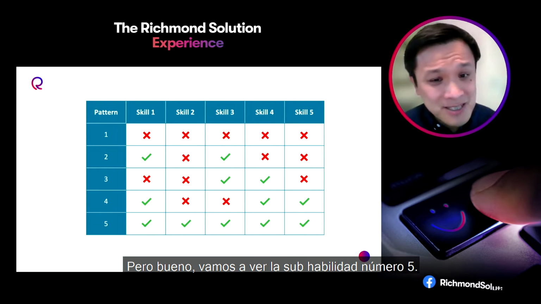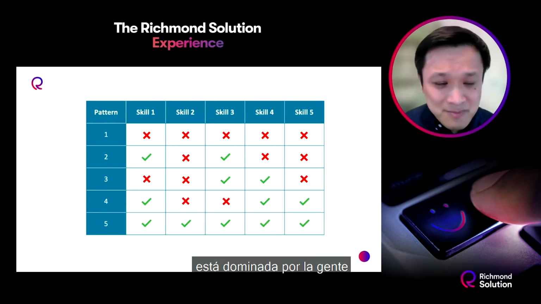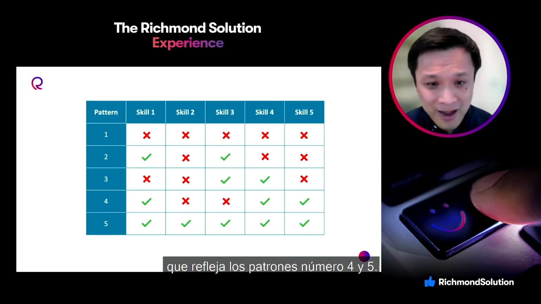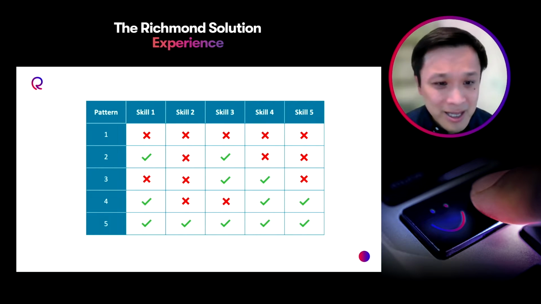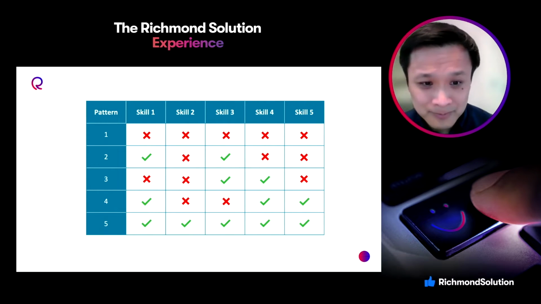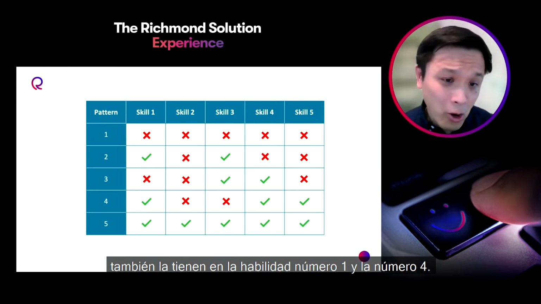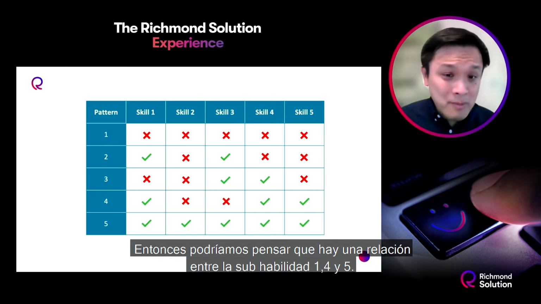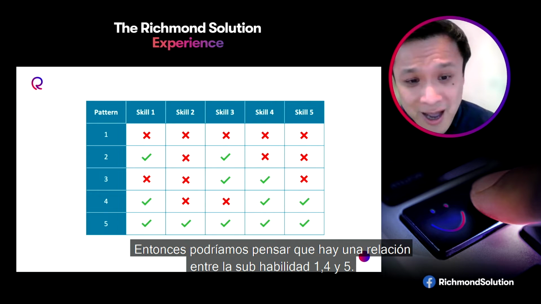Now let's take a look at subskill number 5. We can see that subskill number 5 is mastered by people who reflect patterns number 4 and 5. And we will see that anyone who has mastered subskill number 5 appears to also have mastered subskill number 1 and subskill number 4. Can you see that? Anyone with a green check mark for subskill number 5 also has a green check mark for skills number 1 and 4. So we might think there might be a relationship among subskills 1, 4, and 5.